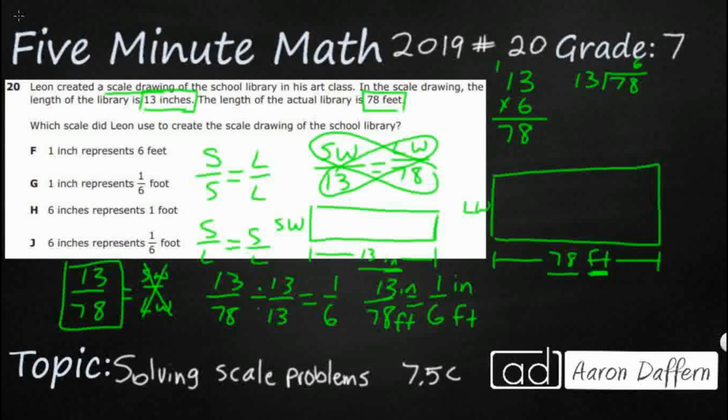So this is what I'm looking at: 1 inch equals 6 feet. And then these two have them opposite, 6 inches equals 1 foot. And so they actually give us this answer right here, F, 1 inch equals 6 feet.